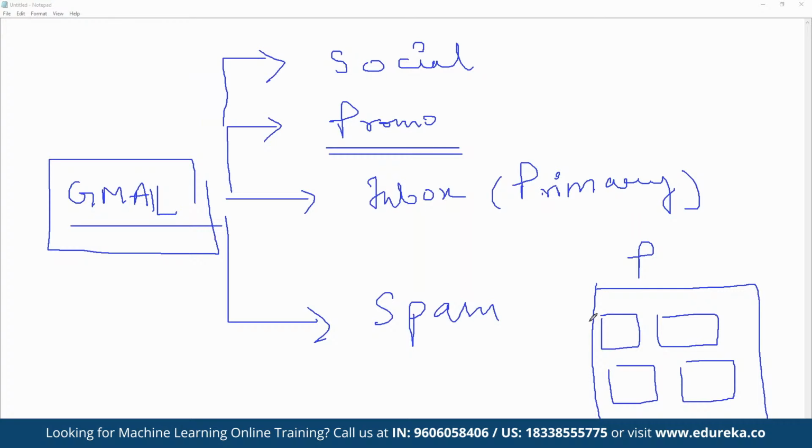And using these, we can easily segregate them for the promotional inbox. Same way, any emails coming from social media platforms, that is Facebook, Twitter, Reddit, Quora, Instagram, Snapchat, again, any emails coming from any of these social media networks are going to be automatically sorted under the social emails.